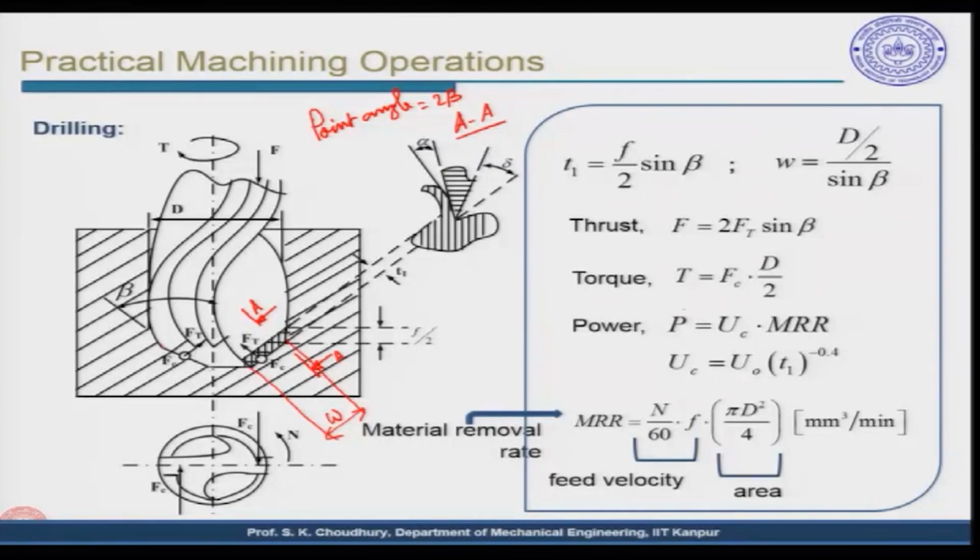Power is given by Uc into MRR, and Uc is U0 into T1 to the power minus 0.4. This remains the same as in case of turning, shaping, planing.